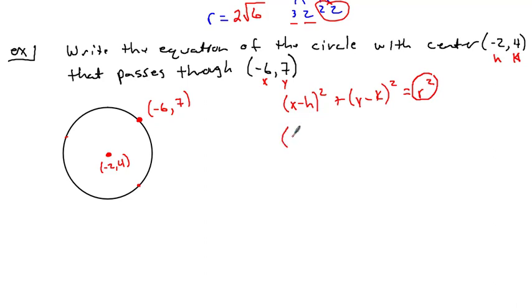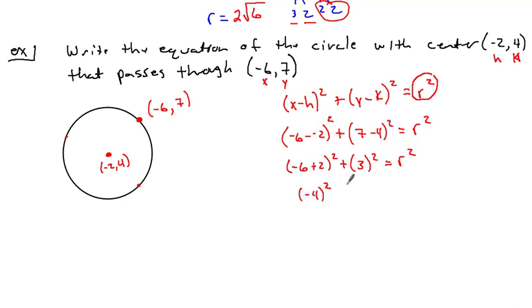So you can literally just take these numbers, plug them in, right? So -6 minus -2 is -6 plus 2. 7 minus 4 is 3. So -6 plus 2 is -4. So -4 squared is 16, and this is where your calculator will fail you if you don't use those parentheses like that. 3 squared is 9. So 25 is r squared. That's what we needed for our equation.